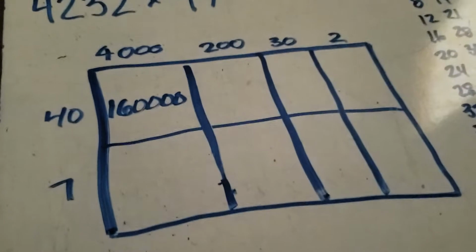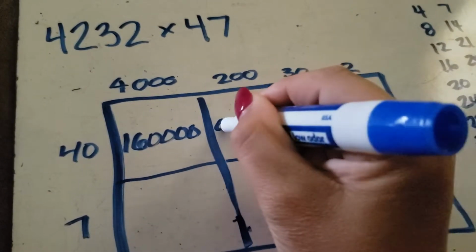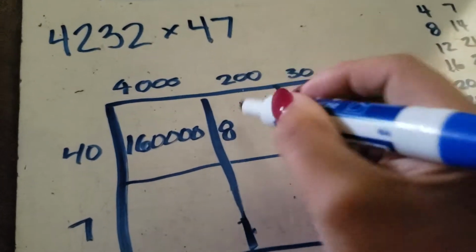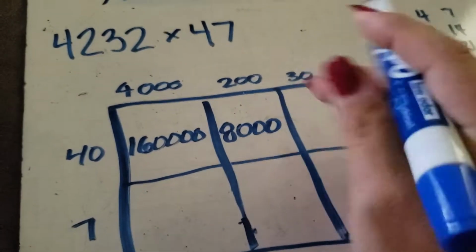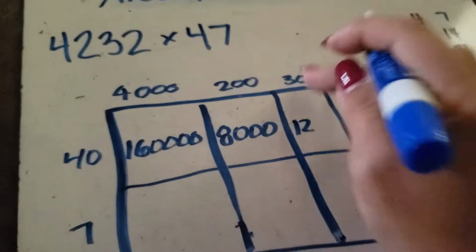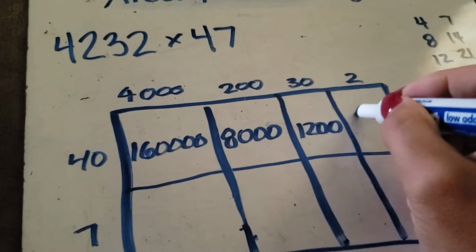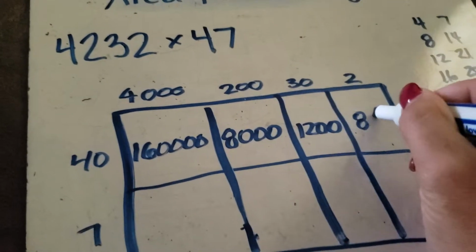I'm going to put the 4 zeros there. Okay, 4 times 2 is 8. 1, 2, 3 zeros. 4 times 3 is 12. 1, 2 zeros. 4 times 2 is 8, and only 1 zero.